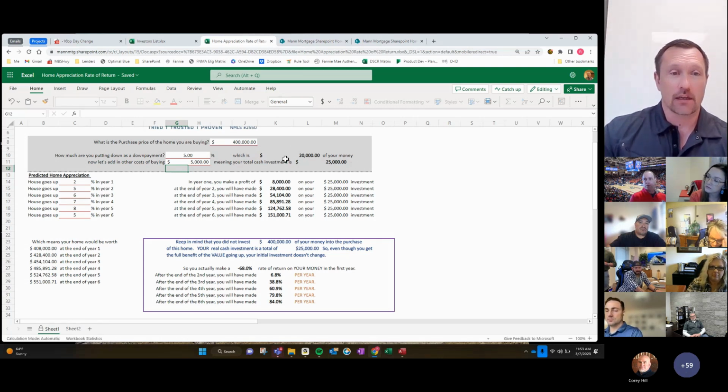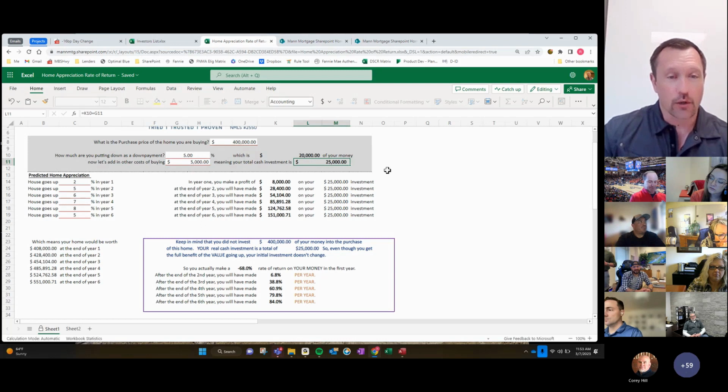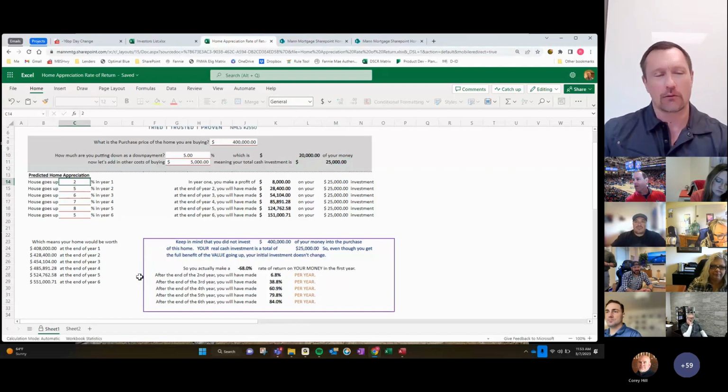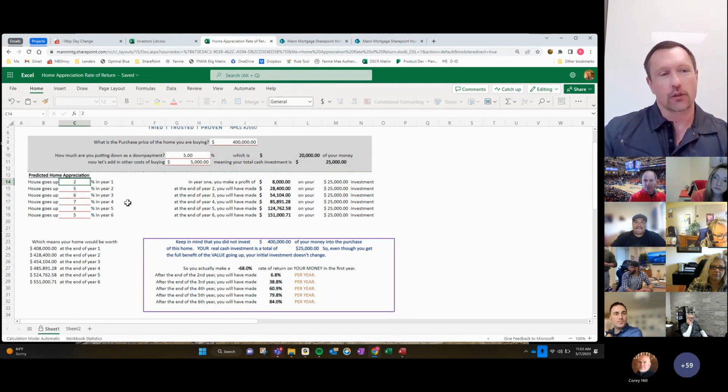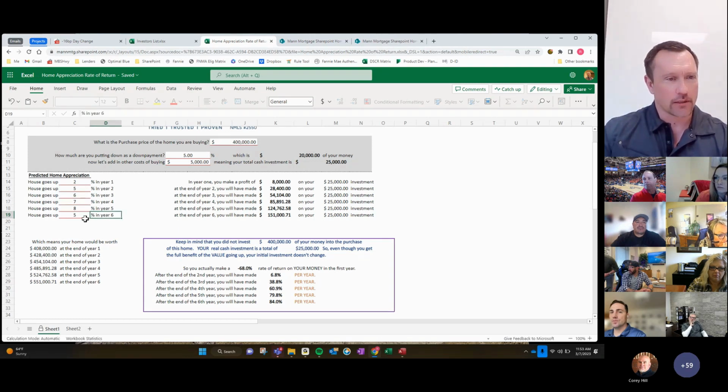So in this example, it's 5% down, which is 20 grand, plus 5% of your closing costs. So your total cash investment is $25,000. Over here, we can put in predicted home price appreciation. So let's say it's not a good year. Let's say you only get 2% the first year, and then you get a 5% appreciation the second year, 6% the third year, 7% the fourth year, 8%, and then it goes back down to 5%.